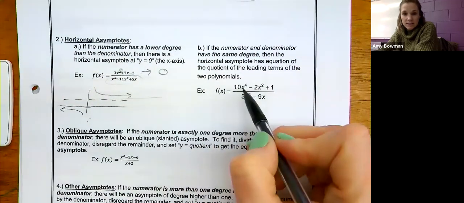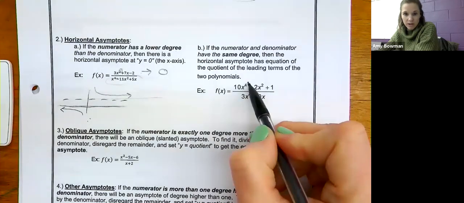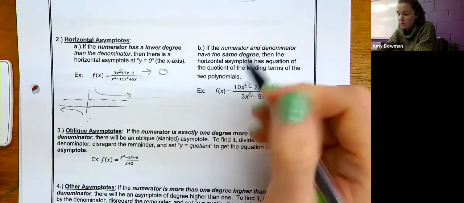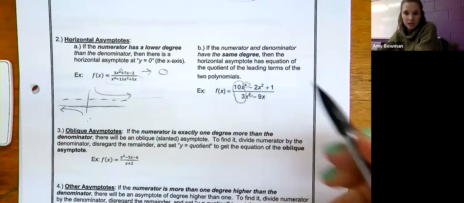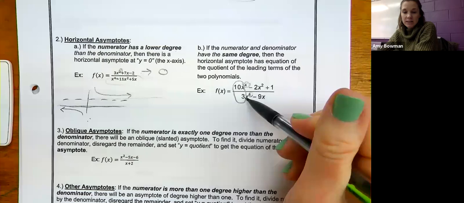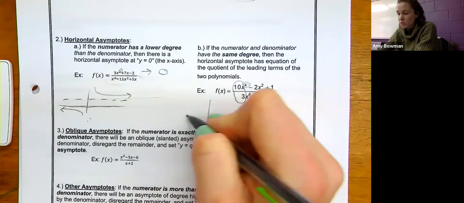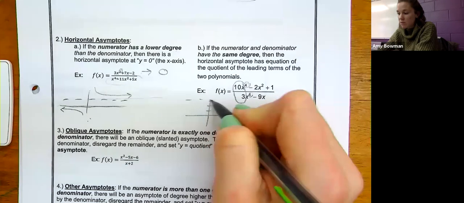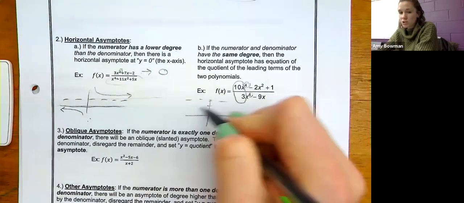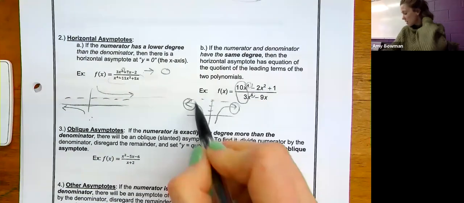Otherwise, if they're the same, fourth degree here, the asymptote is given by that ratio of coefficients. So in this case, the horizontal asymptote would be 10/3, which is just slightly over 3. So 1, 2, 3, would be slightly over that. And whatever that function did, it would approach 10/3 at the end behavior.